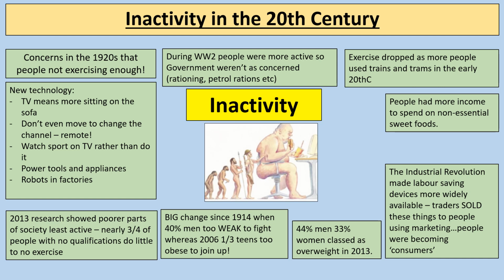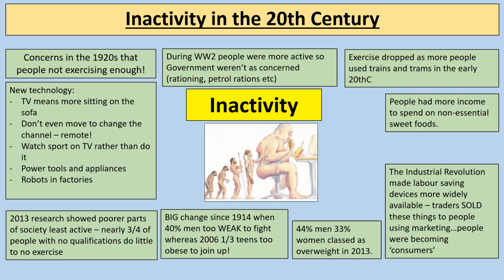However, new technology with the TV means more sitting on the sofa. People don't even have to move to change the channel with the remote control. People tend to watch sport on TV rather than do it themselves. And power tools and appliances or robots in factories mean less manual labour. People have got more income to spend on unhealthy food or sweet foods, non-essential foods.